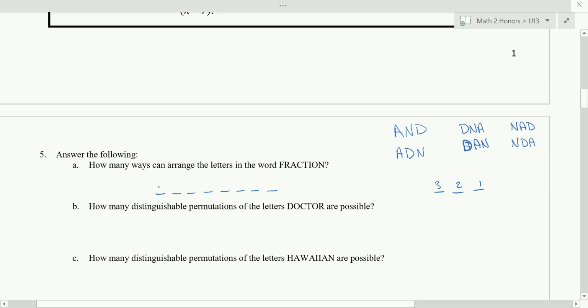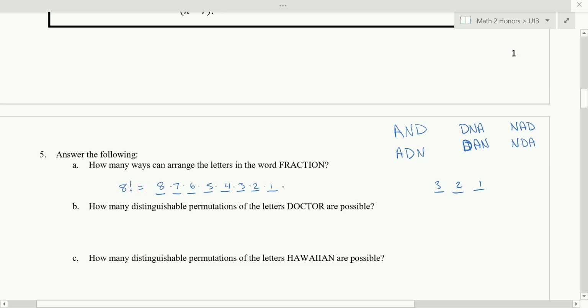And so how many choices can I pick for my first letter? 8. So say I pick the A and I put that down. Now how many choices do I have for my second letter? 7. And so on, right? What does that look like? That's 8 factorial.